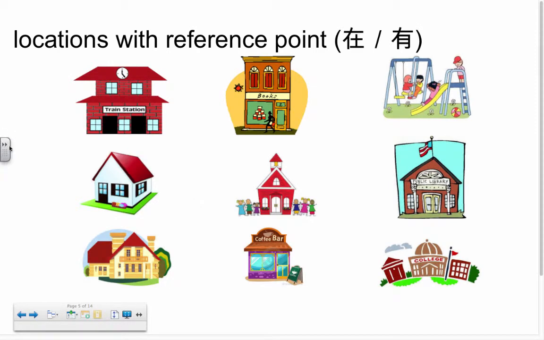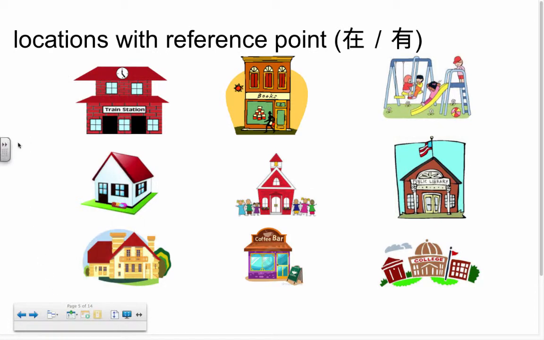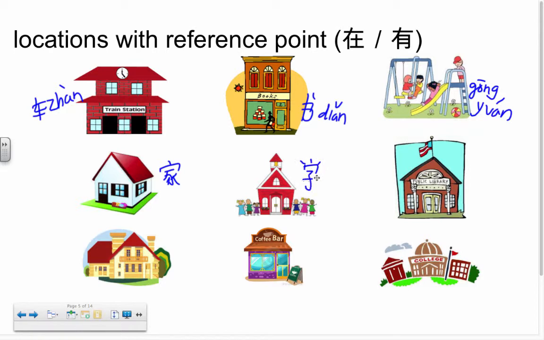So here is our little town that I made. And I'm going to talk about some reference points here. So this is our train station, 车站, our bookstore, 书店, our park, 公园, it's a little house, 家, a school, 学校, a public library.